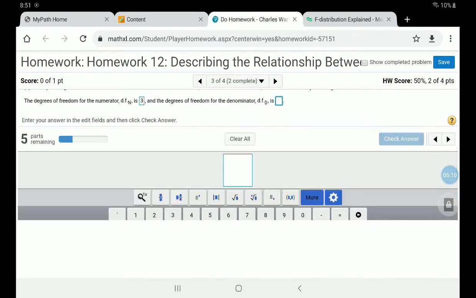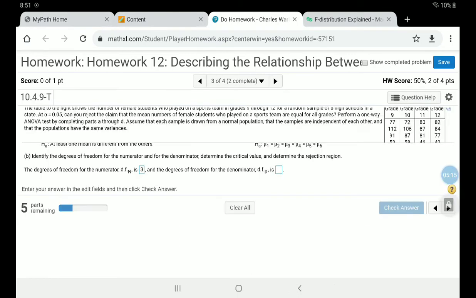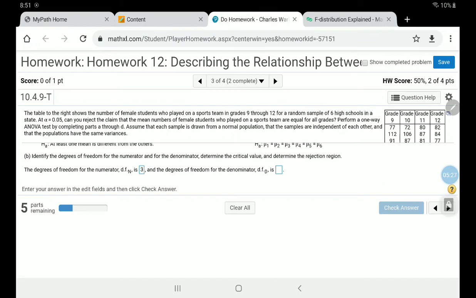The degrees of freedom for the denominator, what you do is you take the number of high schools that were sampled, and so that's the number of samples in the groups. In this case, we had 6 high schools, and they gave data on each grade. So we have 6 9th grade, 6 10th grade, 6 11th grade, and 6 12th grade samples. 6 plus 6 plus 6 plus 6, that's 24. So you take that number.